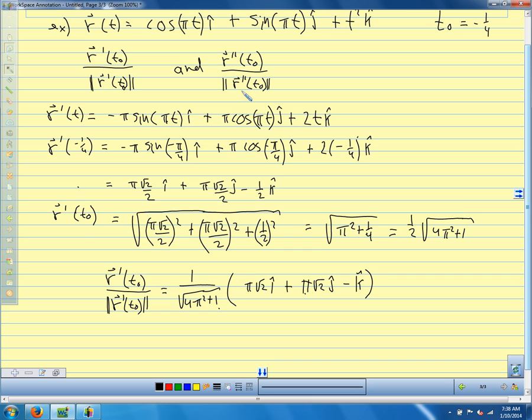And I think we're going to skip going through the second derivative. Same process. We would take the derivative of r prime, evaluate that at t0, find the magnitude of that quantity at t0, and go through the same process. R prime over the magnitude of r prime, r double prime over the magnitude of r double prime are another couple of very important things that we're going to do with vector valued functions as we move forward, when we start talking about the properties of curves in space. So when we start talking about acceleration, velocity, curvature, we're going to use these quantities quite a bit.